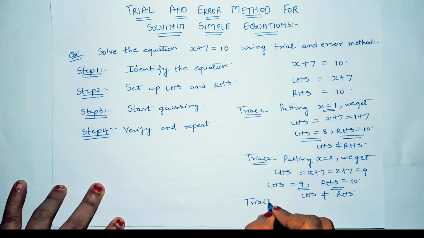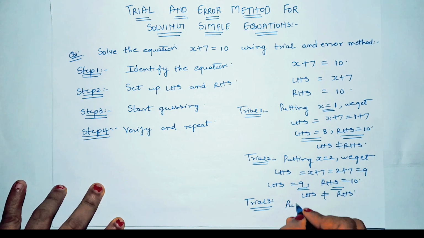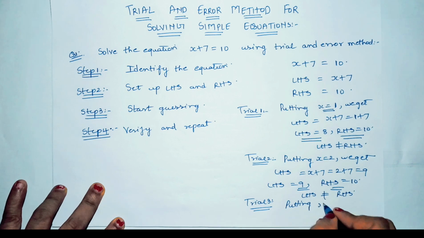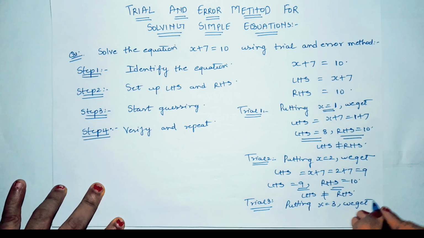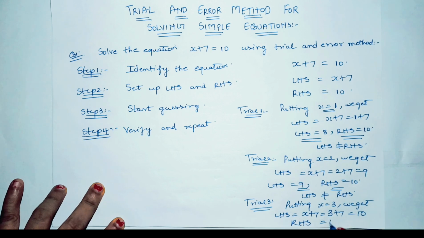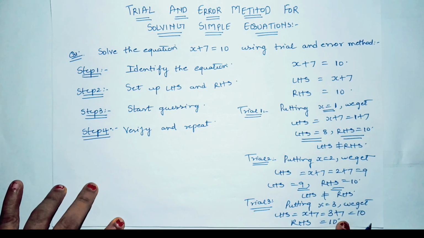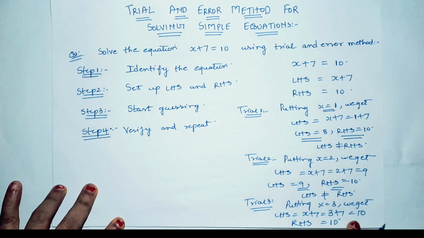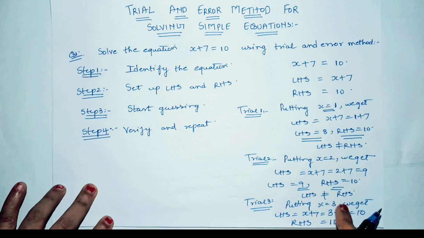Let's start with trial 3. In trial 3, putting x is equal to 3. So in LHS, if you put x is equal to 3, it means 3 plus 7, which is 10. And RHS is also 10. Can you see? LHS is equal to RHS. It means if LHS equals RHS for a particular value, which value? x is equal to 3. Then that value is the solution.